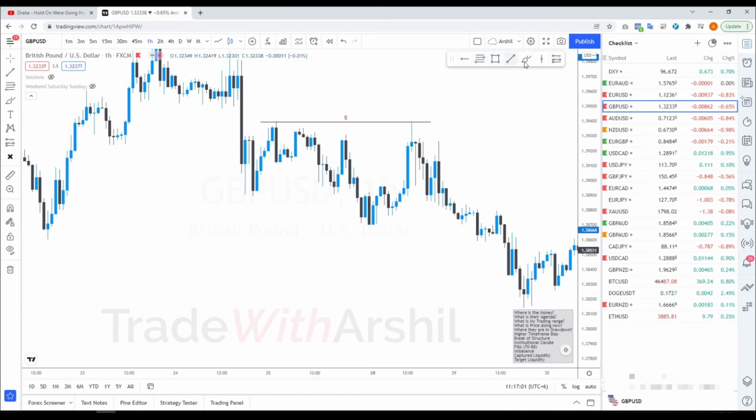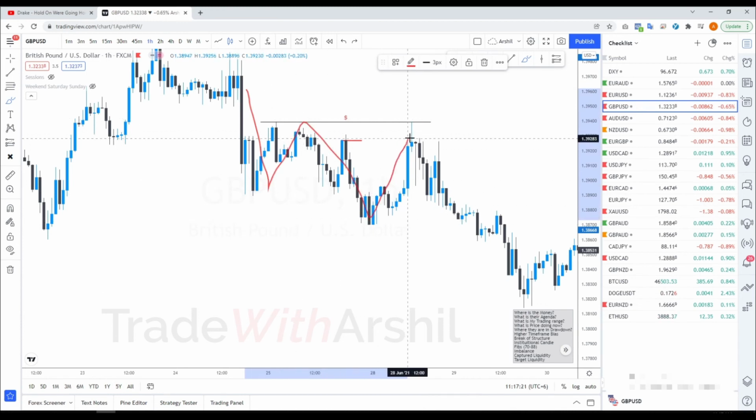So this is the structure, right? This is the structure, right? And you can even count the overall thing as a structure, right? But what happened is this wick actually went over it. So we are bearish, right? High, low, lower low, lower high, lower low, lower high, lower low, and then we're looking for a lower high, and then we're looking for a lower low, right?